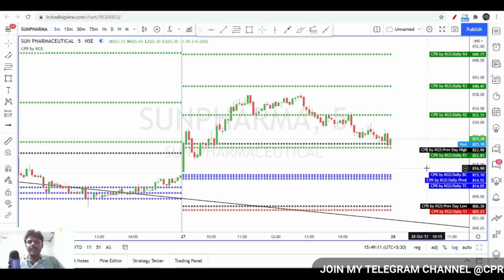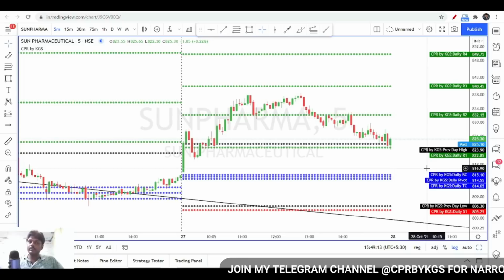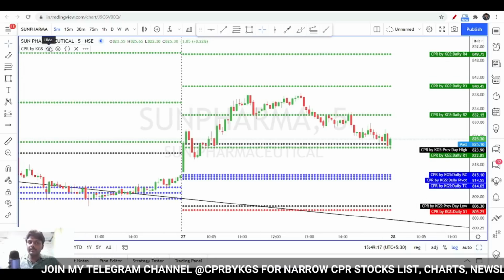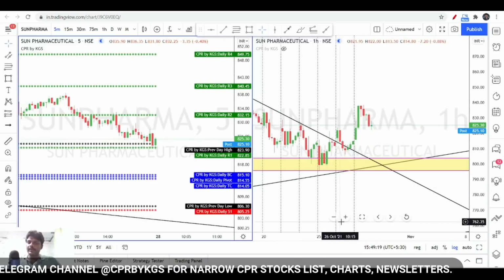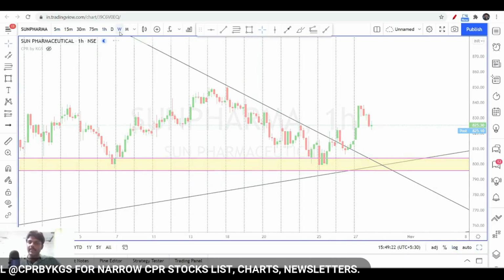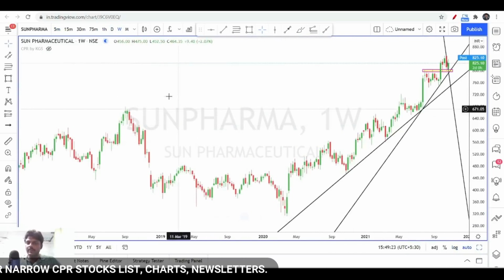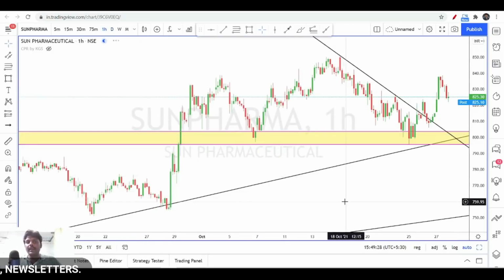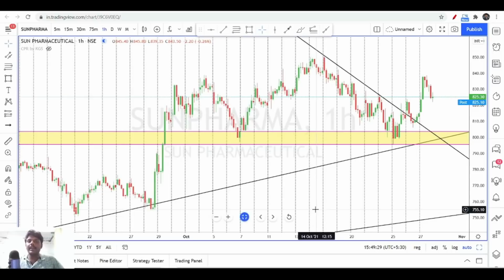Okay, so many people are asking in the comment section how I am selecting the stocks. I am analyzing Sun Pharma in front of you, right? Based on weekly chart and then based on daily chart and then based on hourly chart. So this is how I am analyzing stocks every day and I am selecting a high probable stock.